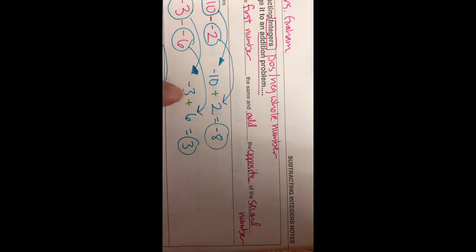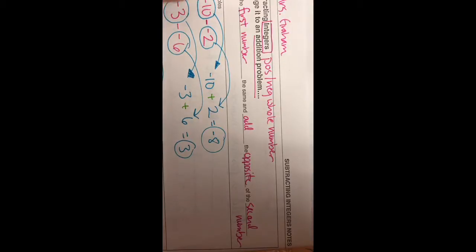And we can see on our notes that it says, keep the first number the same and add the opposite of the second number. So this is the rule we're going to use for subtracting integers. Keep the first number the same and add the opposite of the second number.